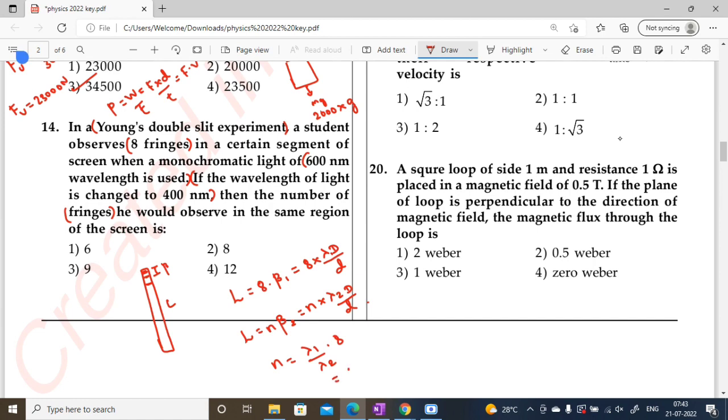Lambda 1 is actually 800. Sorry, lambda 1 is actually 600, guys. So lambda 1 is 600 nanometer divided by 400 nanometer multiplied with 8. So finally, the value of n should be 12, right? So the value of n should be 12.